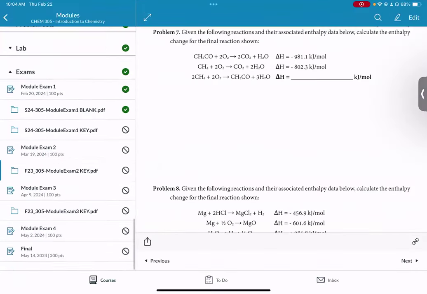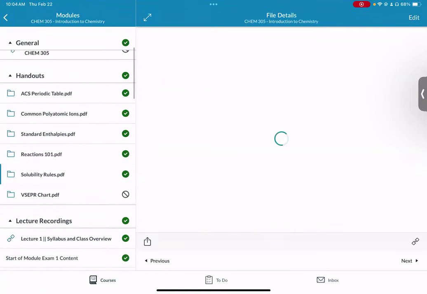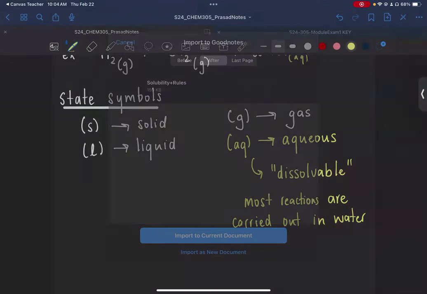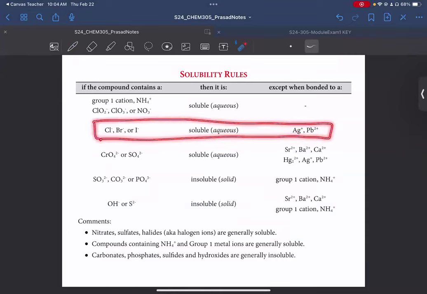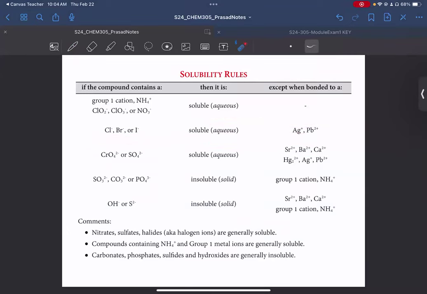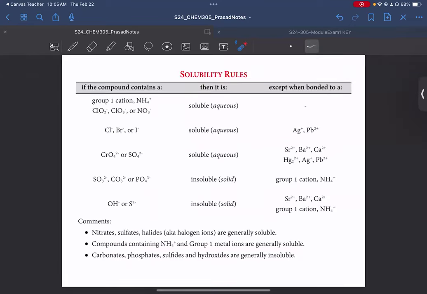Let me bring it up in case some people can't find it on the actual document. Where is it? Solubility rules. I'm referring to right here. All right. This is the only table you need to identify if something is aqueous or solid. These are the only elements that I will ask for. These are the only exceptions I will test you on. But you are expected to memorize this table. Okay.